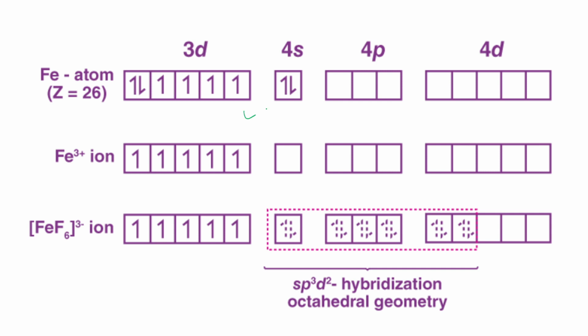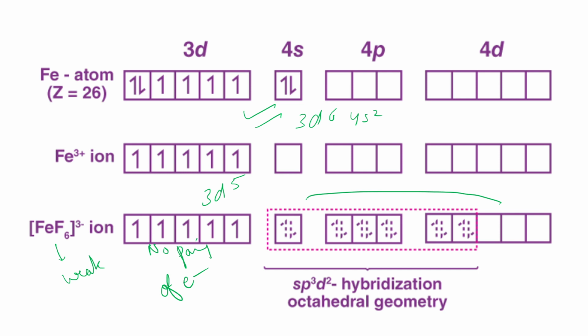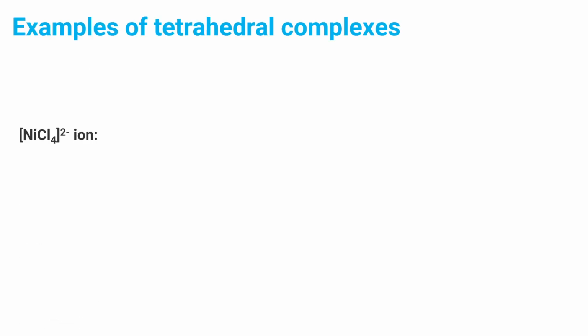This is the electronic configuration of iron, 3d6 4s2. Iron 3 plus, it is 3d5. Fluoride is a weak field ligand, so no pairing of electrons. Rather, hybridization included the outer d orbital, and the 6 ligands donated their 12 electrons in the outer d orbital and formed these coordinate covalent bonds. Okay, this is an example of an outer orbital complex. Examples of tetrahedral complex we'll study now.